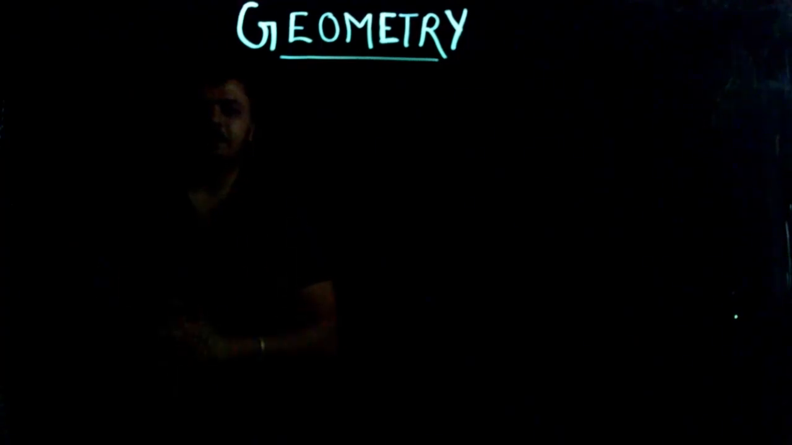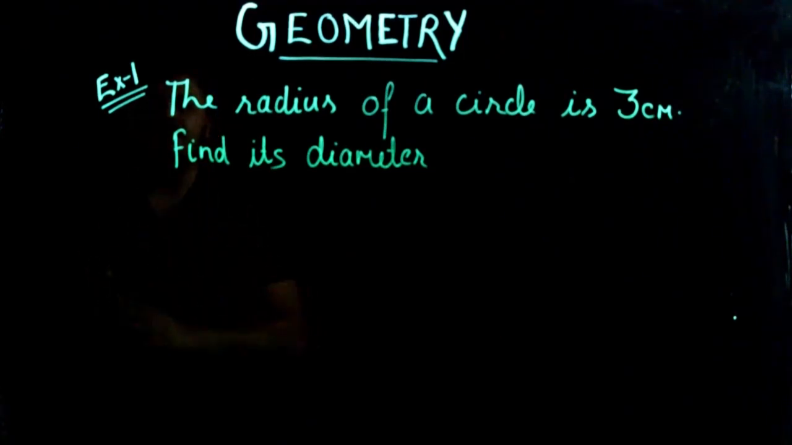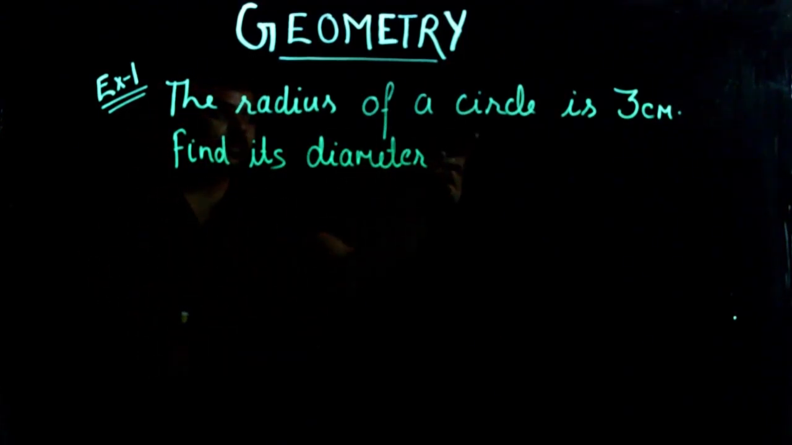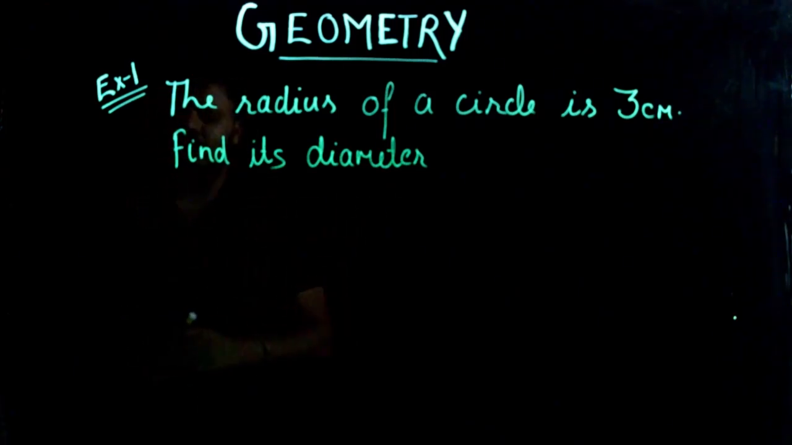So students, let's start a new chapter, chapter number 8, Geometry. So students, let's look at example number 1. The radius of a circle is 3 centimeter. Find its diameter. So let's start.